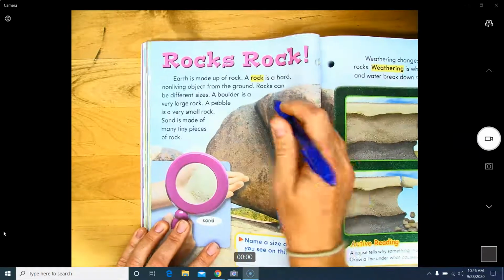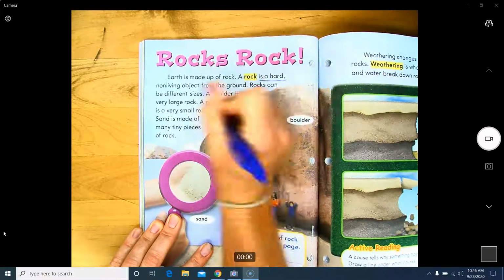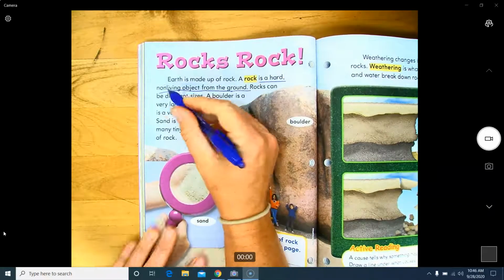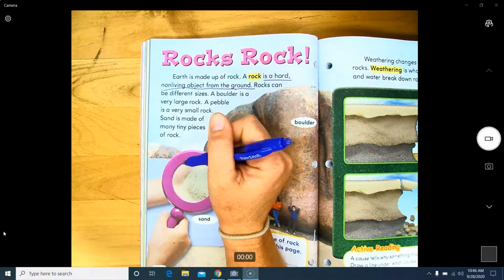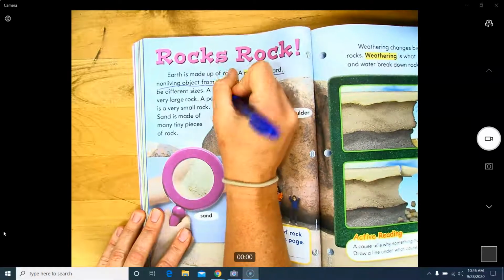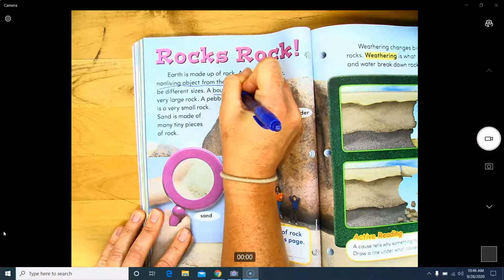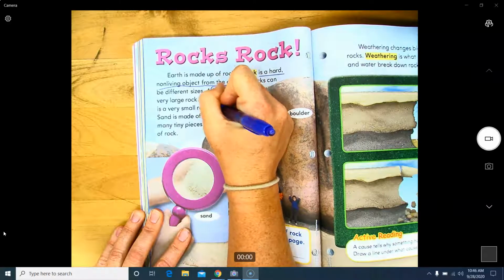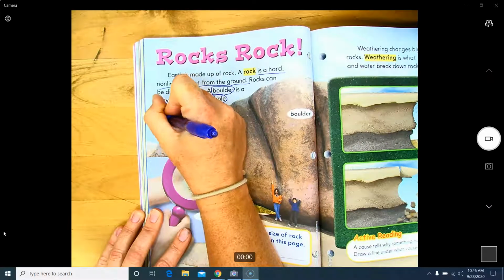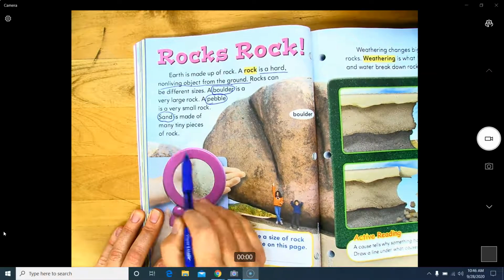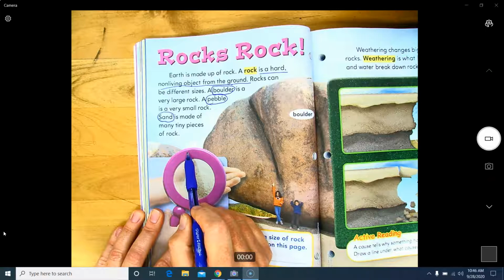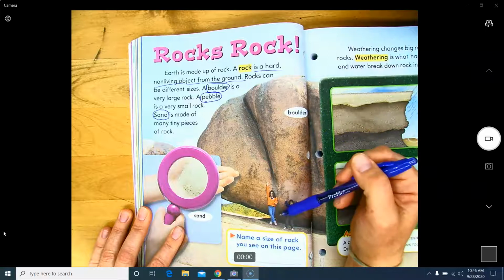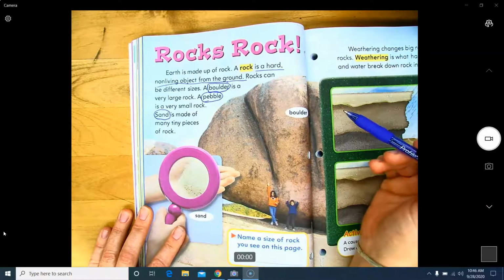Okay, so the definition of a rock is a hard, non-living object from the ground. Non-living means that the rock is not living, okay? Here are some examples. I want you to circle examples of a rock: a boulder, a pebble, and sand. And it tells you what each one is, okay? This is a boulder. Okay, a boulder is a very large rock. You see these people? This boulder must be huge.